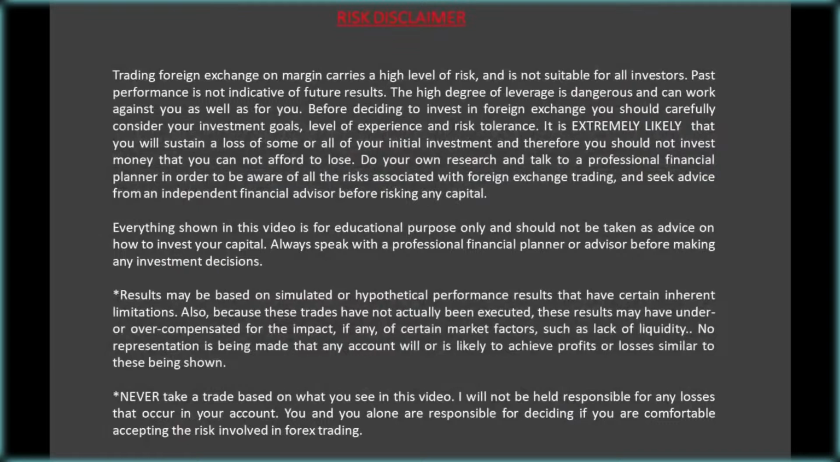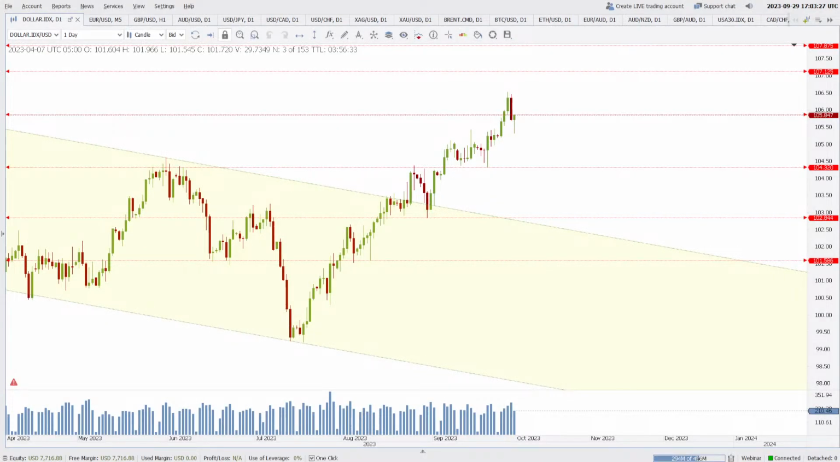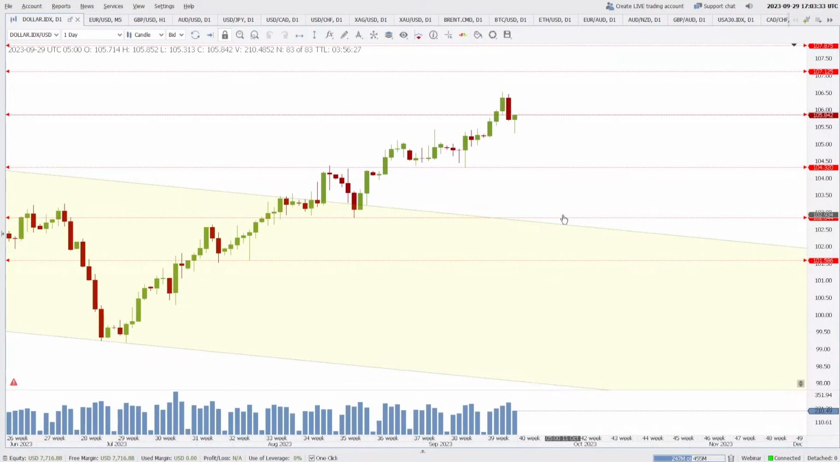All right, so here is the first chart that I wanted to show you. This is the daily chart of the dollar index, and we always start our day with the daily chart of the dollar index. From here, it looks like a bullish pin bar right on the support, previous resistance, which is now acting as a support.